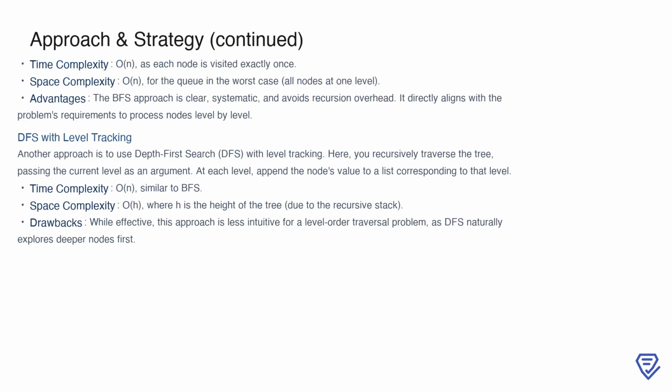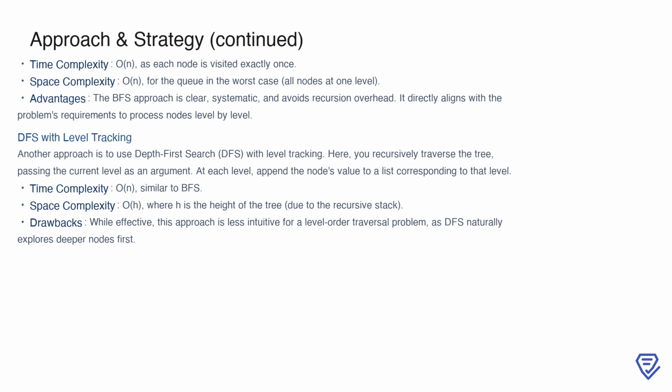With the BFS approach, the time complexity is O(n), as each node is visited exactly once. The space complexity is also O(n), which accounts for the queue used to store nodes at each level. This approach offers several advantages. It is systematic, avoids recursion overhead, and directly matches the problem's requirement to traverse nodes level by level.